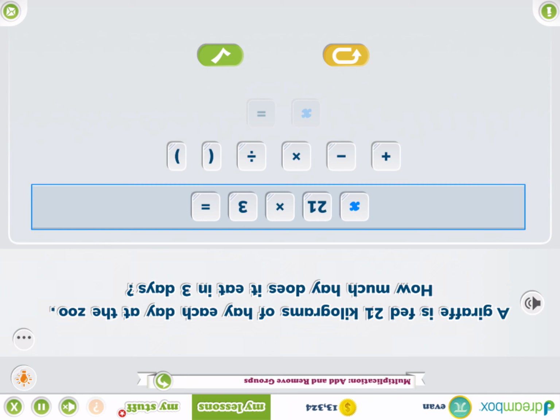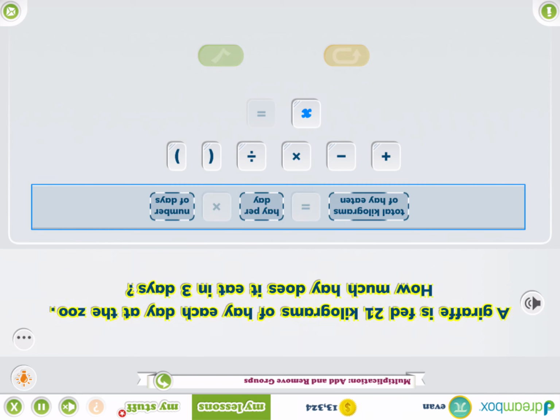Let me help you get started. Look back at the story problem to help answer these questions. What represents the total amount of hay eaten? How much hay does a giraffe eat in a day? How many days did the giraffe eat? Now drag in the values and the variable to write your equation.